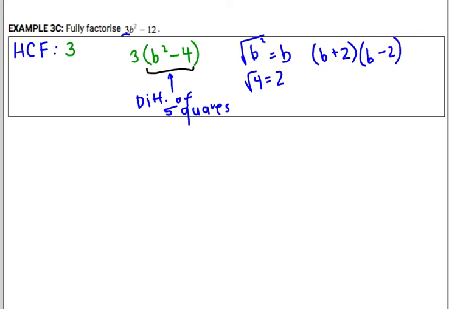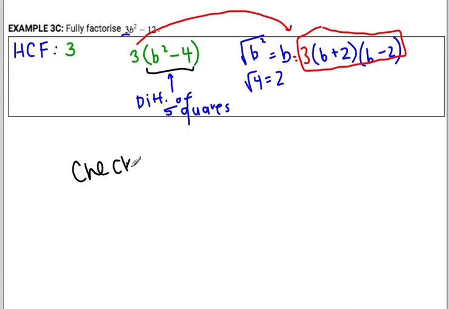What I can't forget in these examples where I've taken out a common factor is to put the common factor in front of those brackets. So this should be my final answer, and I can check to make sure that's true. But this should be my final answer: 3 onto b plus 2 onto b minus 2. So if I want to check my work here, I've got 3 onto b plus 2 onto b subtract 2.